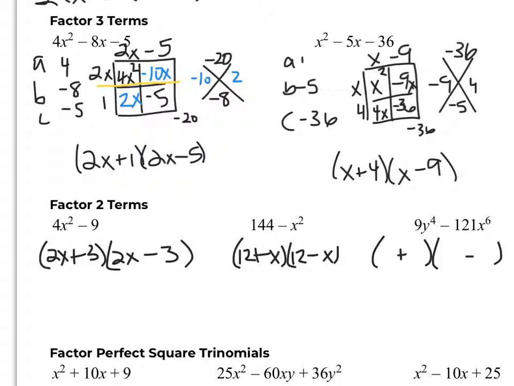So square root of 9y to the fourth would be 3y squared. 3y squared, and then 11x cubed. 11x cubed.